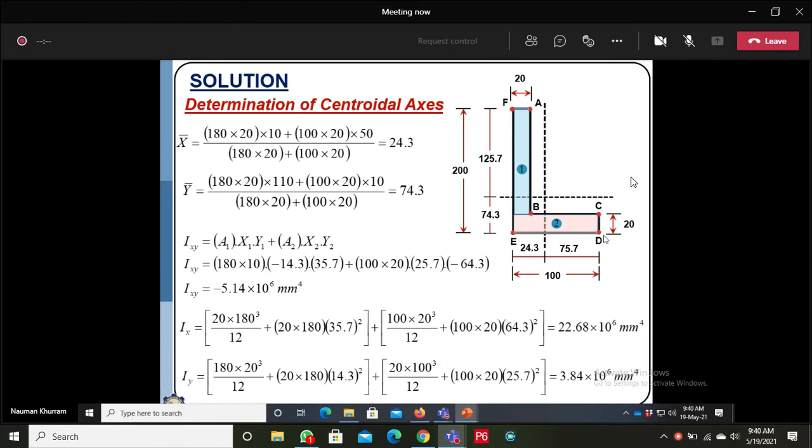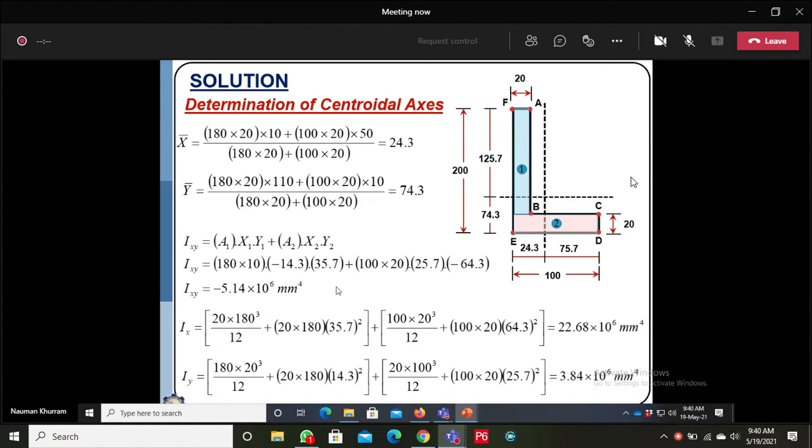So the moment of inertia of area 2 about its own y-axis is 20 into 100 cube divided by 12, plus A2 times the difference between the y-axis of area 2 and the y-axis where we want to transfer, which is 25.7, that we have already computed. So the moment of inertia about the centroidal y-axis is 3.84 into exponent 6 millimeter 4. Okay, now we have the geometric properties about the centroidal axis.